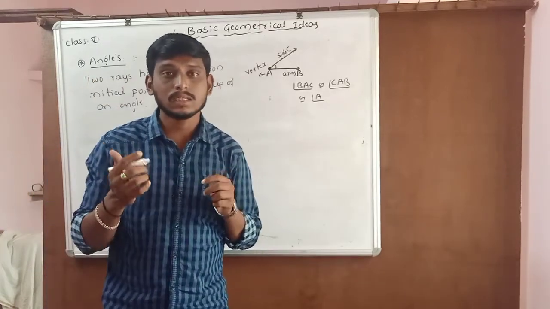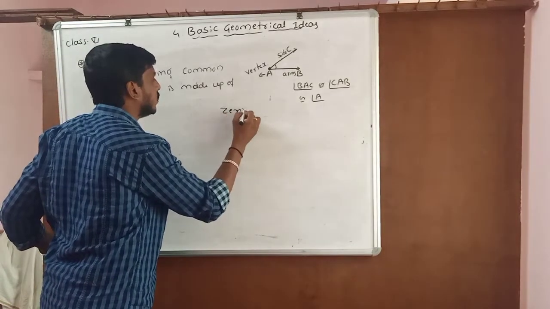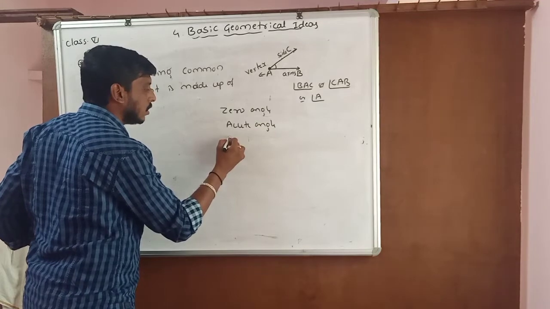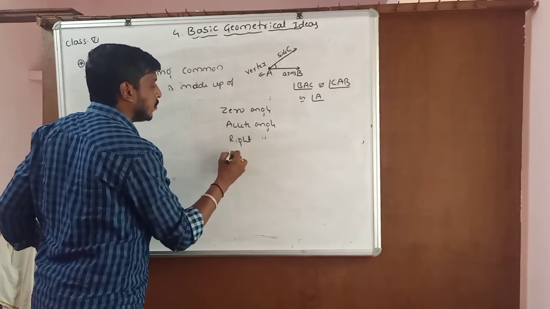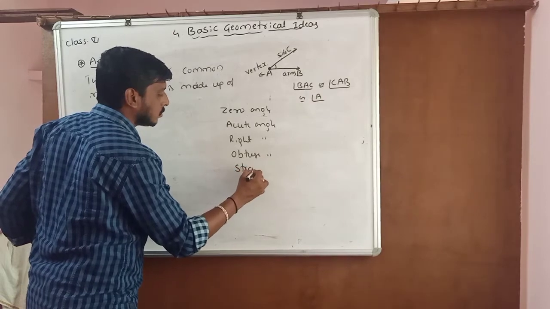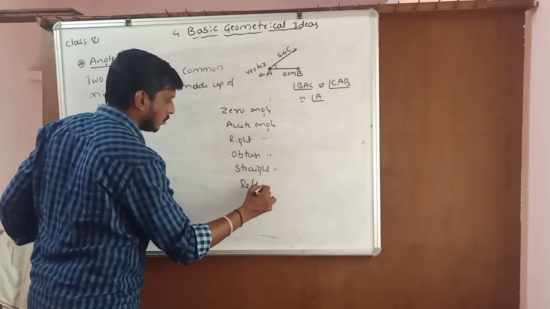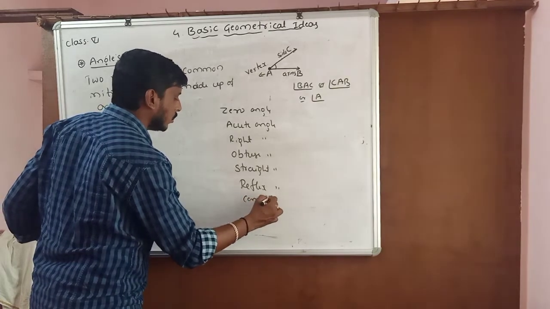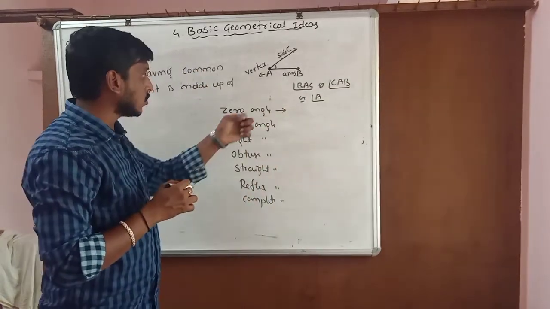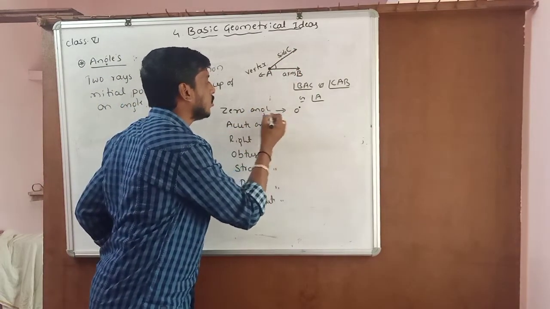We already discussed the types of angles last year. What are the types of angles? First, zero angle. Second, acute angle. Third, right angle. Fourth, obtuse angle. Fifth, straight angle. Next, reflex angle, and complete angle. So let us once again recall that. What do you mean by zero angle? This is called the initial ray and this is called the final ray. If the initial ray and final ray make 0 degrees, then it is said to be a zero angle.